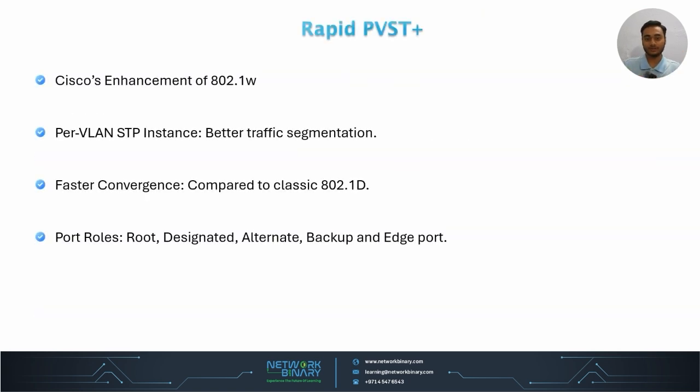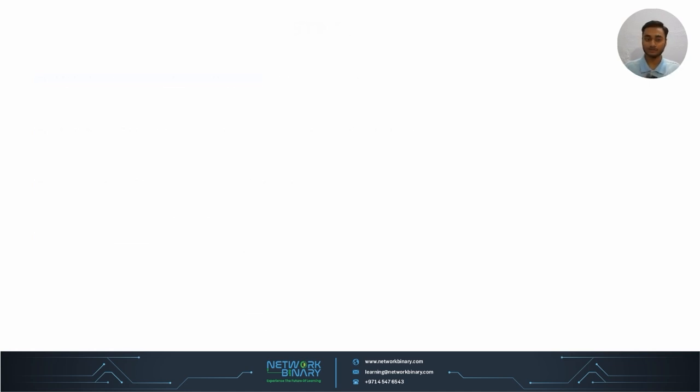But what exactly are the other flavors? One very famous flavor is Rapid PVST+. Cisco is not just stopping at classic STP. Rapid PVST+ is their proprietary version. It gives each VLAN its own STP instance, and it converges way quicker. Think of it as STP on red bull. There are different port roles that we see in this flavor of STP. We have root, which we also have in the other flavors, and designated, but here we also see alternate, backup, and edge port. So let's talk about them.